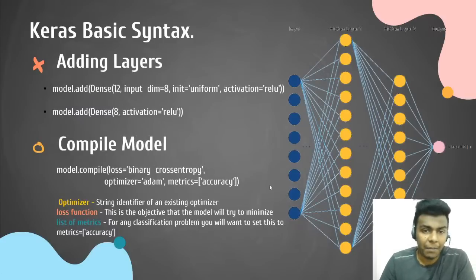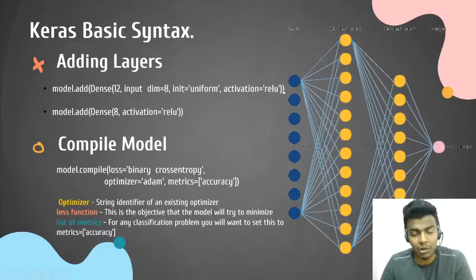So here I'm repeating this part again. Dense of 12 means how many neurons are going to be in that dense layer, and input dimension equal to 8 means how many neurons are going to be in the input layer, and init equal to uniform, and activation equal to relu activation function. And model.add of dense of 8, comma, activation function equal to relu. So it is going to take the next 8 neurons, and it is going to get its input from the output of the hidden layer. It is going to process it and go further.